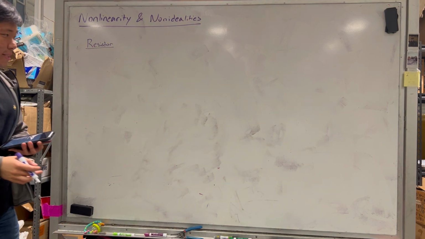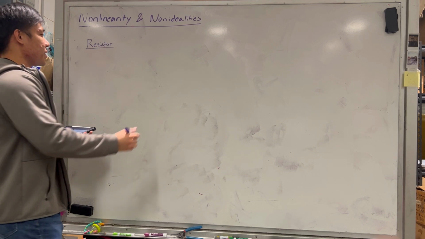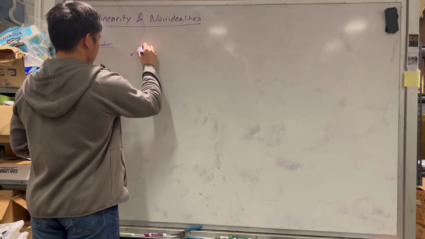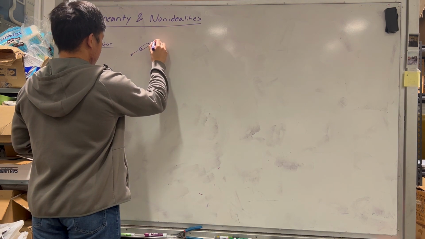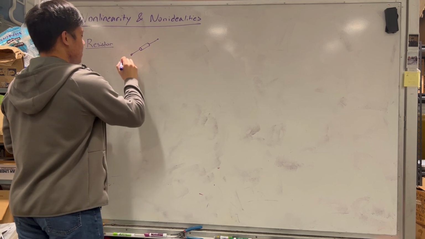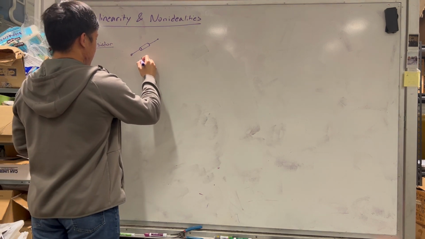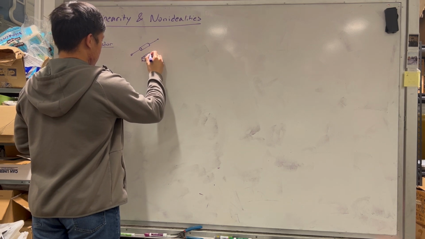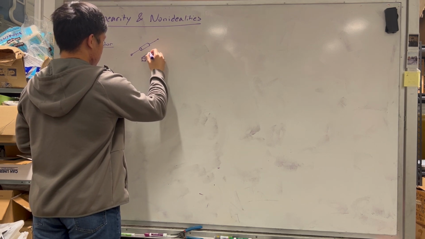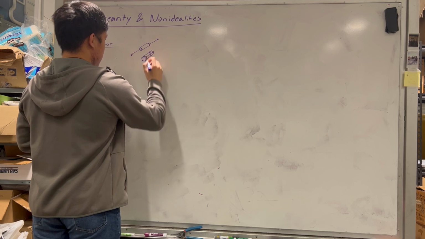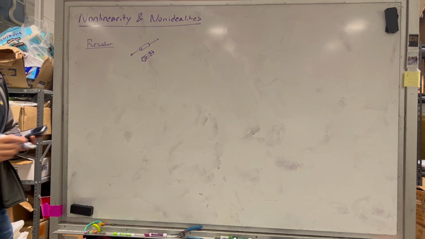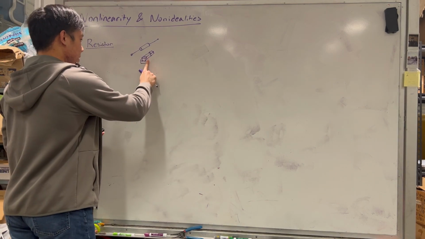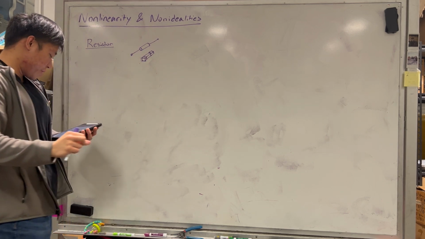When you think of a resistor, you have two different types of resistors, right? You have your through-hole resistor that kind of looks like that. And then you have your SMD resistor that kind of looks like that. I'm only gonna draw the pad actually. Two types of resistors here.